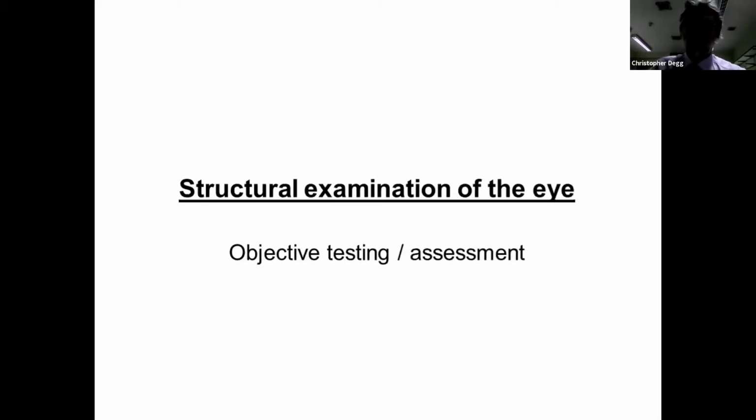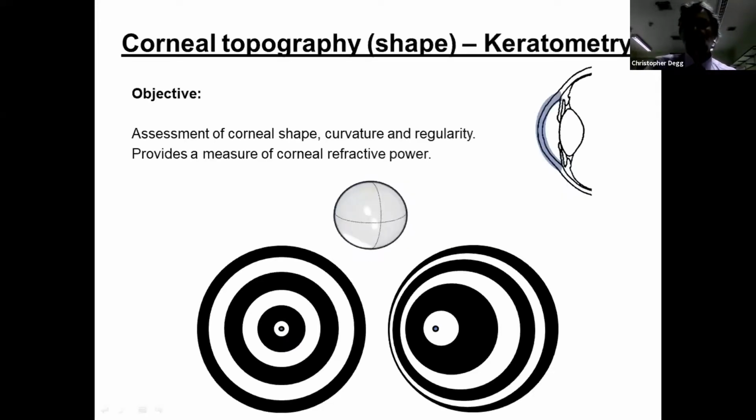Structure, this one we'll do quite quick. There's lots of different investigations for structure. First one, we've said before that the curvature of the cornea can affect the clarity of the image that we see. And one way that we can test that, a very easy way, is to just have a disc with black and white circles on.